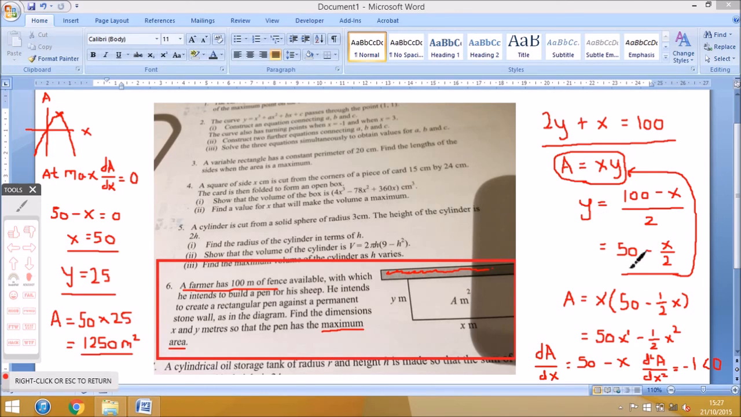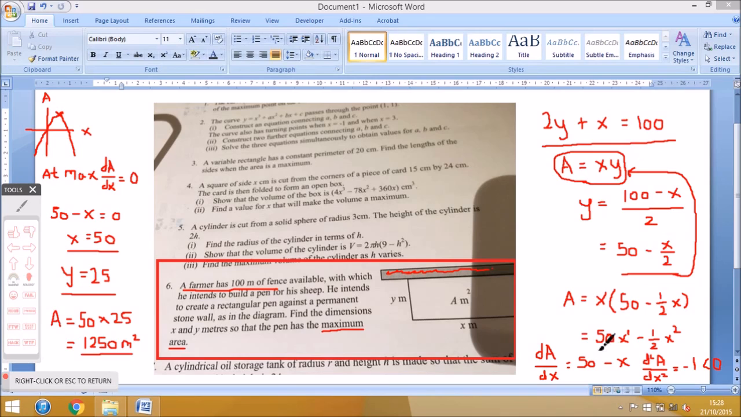You see down here how I used this equation to make y the subject, and then I effectively got rid of that y variable by substituting this in. Then you're left with this equation down here: A = x(50 − ½x), and now we can actually differentiate it. Once you multiply everything out, you differentiate it once, and you need to solve that for 0, because remember, at a max, dA/dx is equal to 0.